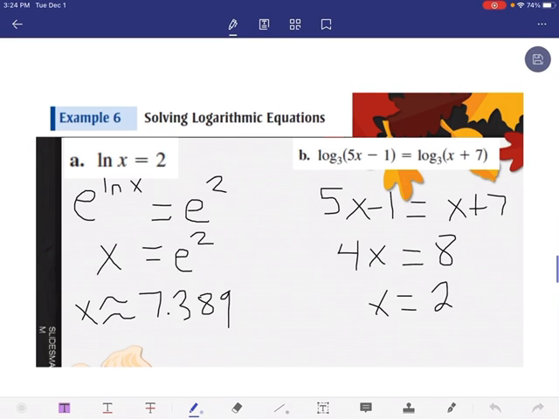So then we need to double check that when we plug back in, we're not going to get negatives inside of our logarithms. So we would have 5 times 2 is 10, 10 minus 1 is 9, and then 2 plus 7 is also 9. So it works out, so that's our answer. And then the same thing with our x over here, but it's already positive, so we knew that that would be our answer.